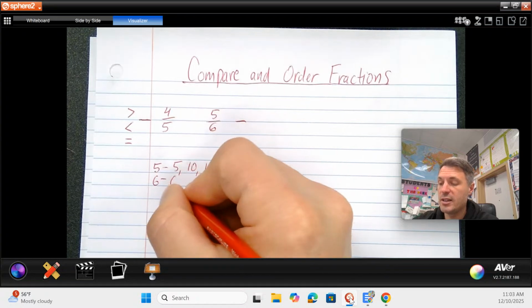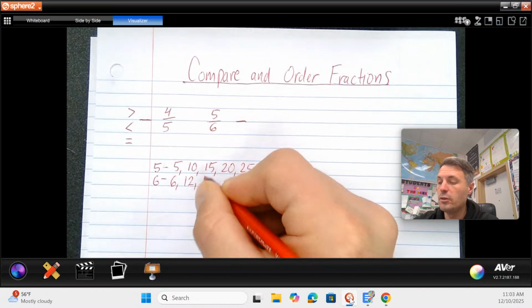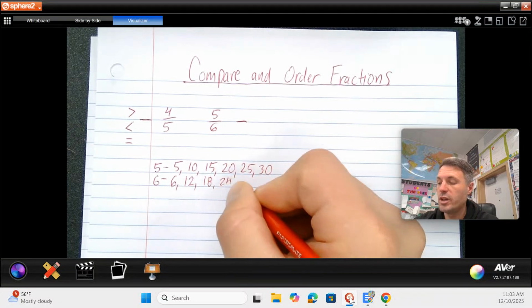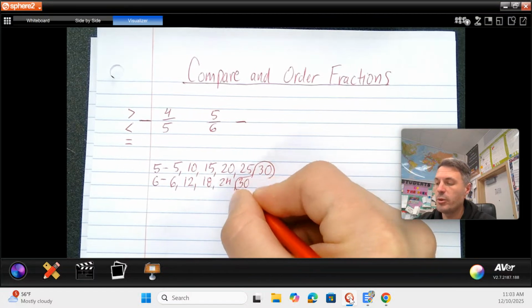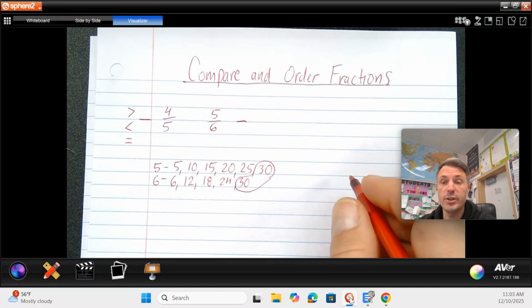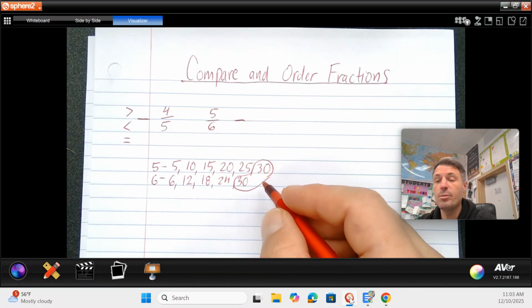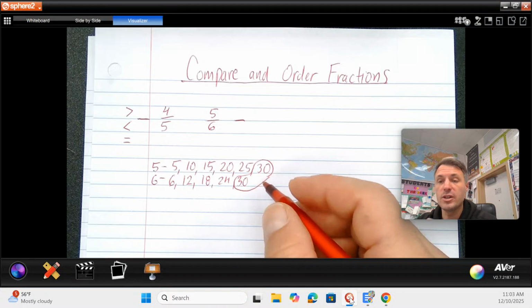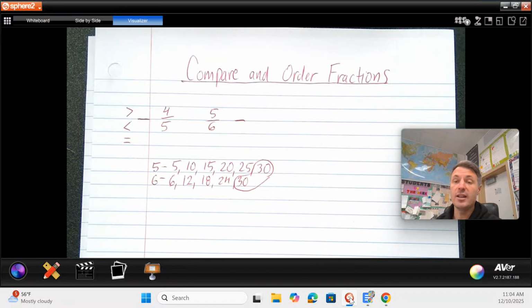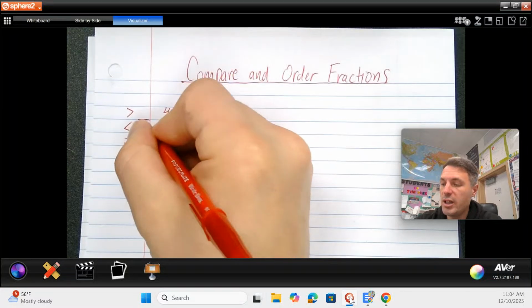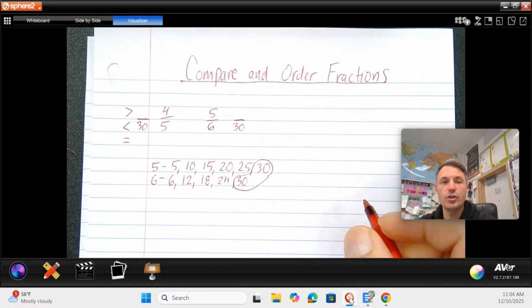And then I count by 6s. 6, 12, 18, 24, 30. And so now I've got to a number that's in both lists, so I don't need to list multiples anymore. 30 is the least common multiple for 5 and 6. In other words, it's the smallest multiple that both 5 and 6 have in common. Another way of saying that, it's the first number you reach when you count by 5s and when you count by 6s that's in both lists. So I'm going to make 30 my new denominator for both fractions.